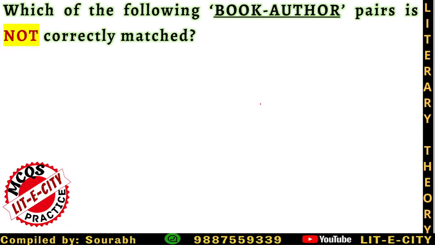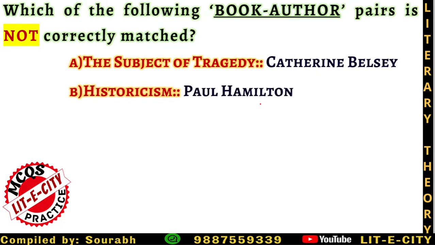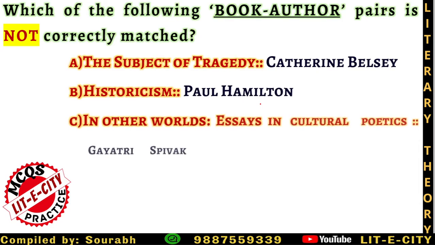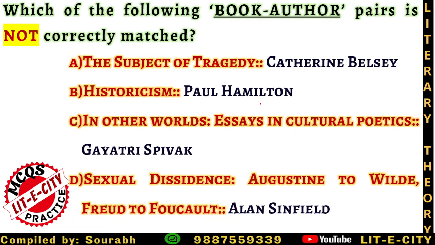Which of the following book author pairs is not correctly matched? The first is The Subject of Tragedy, and the author is Catherine Belsey. Second is Historicism, and the author is Paul Hamilton. Third one is In Other Worlds: Essays in Cultural Politics, Gayatri Spivak. And the last is Sexual Dissidence: Augustine to Wilde, Freud to Foucault, and the author is Alan Sinfield.